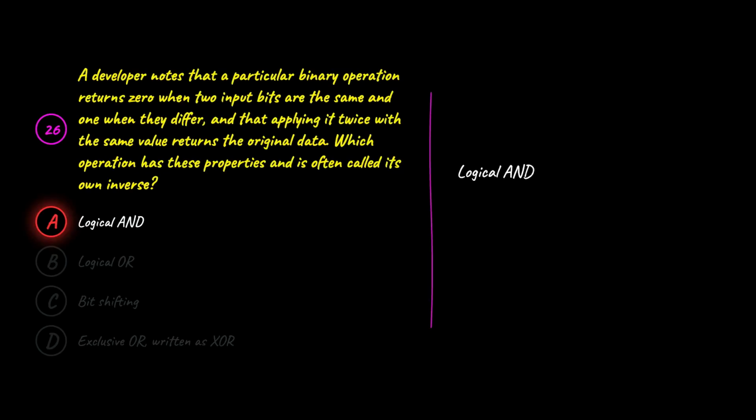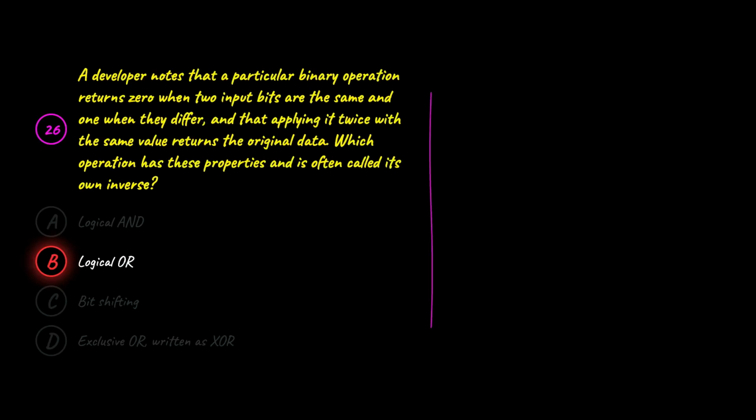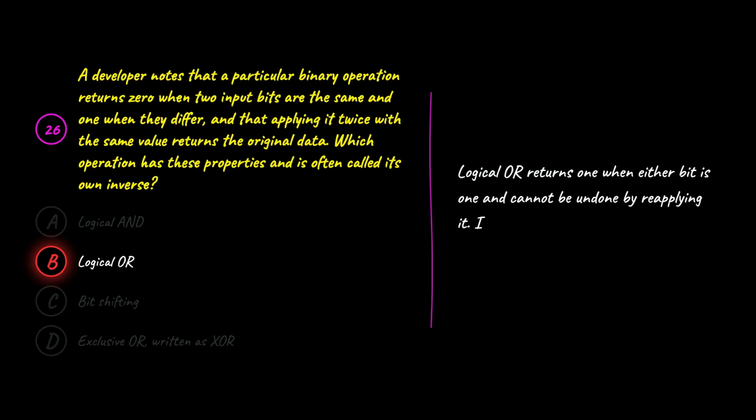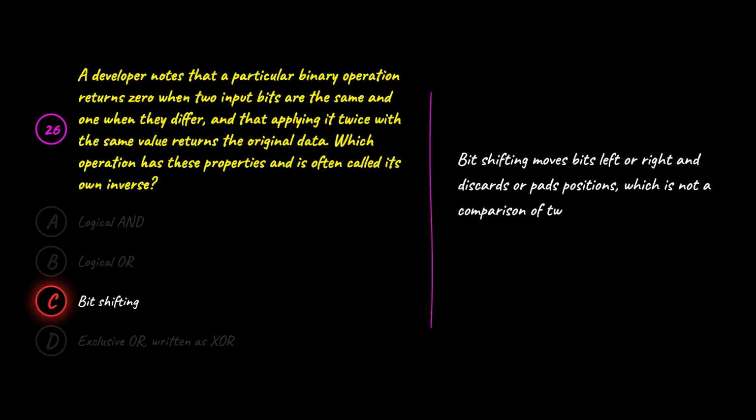A is wrong because logical AND returns 1 only when both bits are 1 and is not its own inverse. Repeating AND does not recover the original input. B is wrong because logical OR returns 1 when either bit is 1 and cannot be undone by reapplying it. It is not self-inverse the way exclusive OR is. C is wrong because bit shifting moves bits left or right and discards or pads positions, which is not a comparison of two bits and is not self-inverse. It does not match the described behavior.